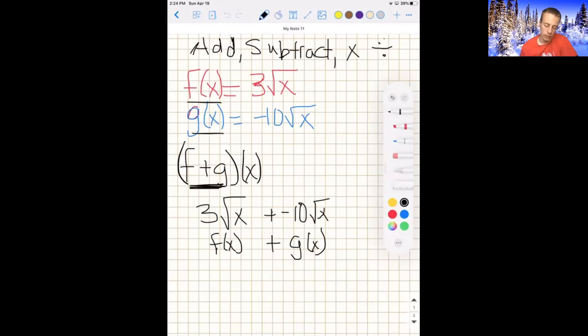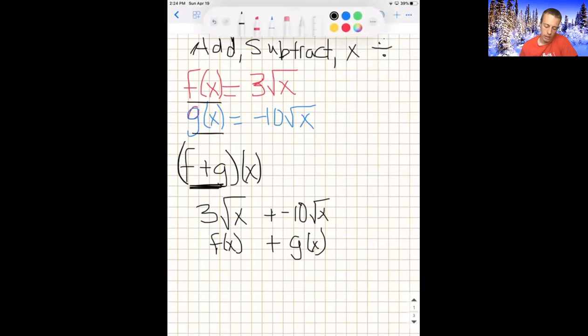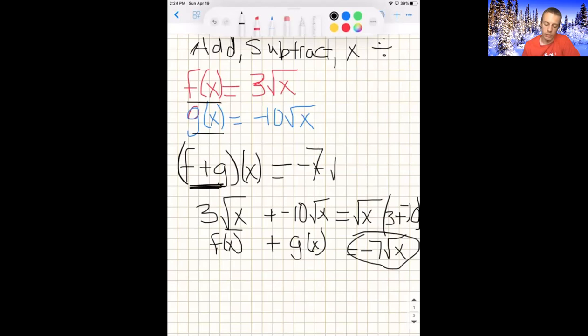This is just a little bit of new notation, but all this really says is add the functions f and g. So if we go ahead and do that, well, they both have a square root of x in common, so we're going to take that out. And if we do that, what's left is 3, and then we add negative 10. Well, 3 plus negative 10 would be negative 7. So our final answer would be negative 7 square root of x. That would be our final solution. That would be what f plus g of x equals. Negative 7 square root of x.